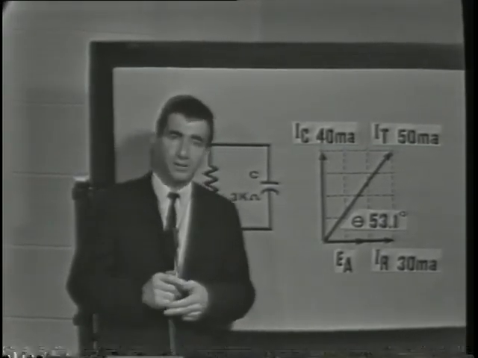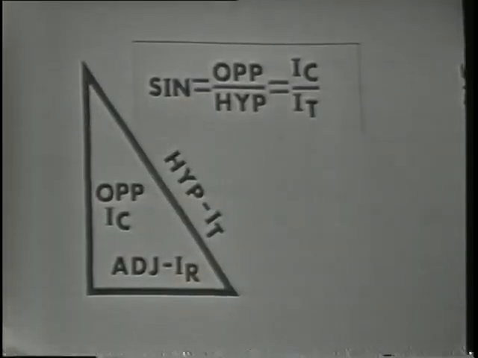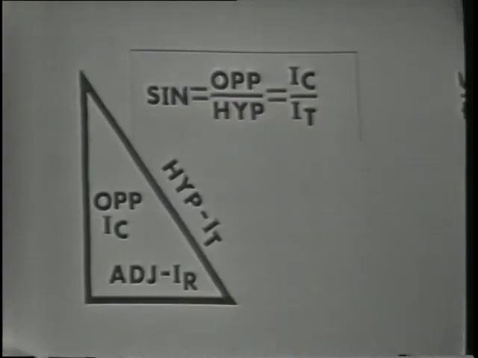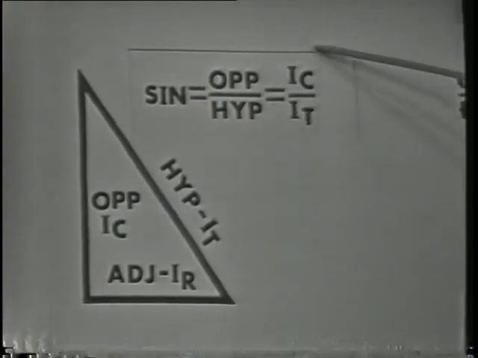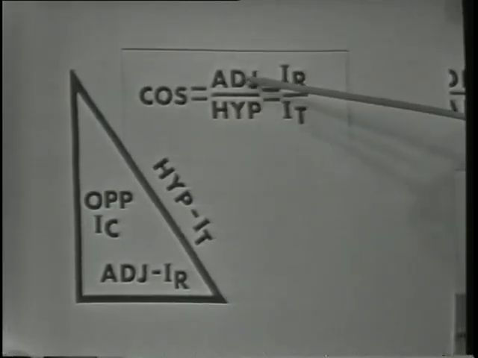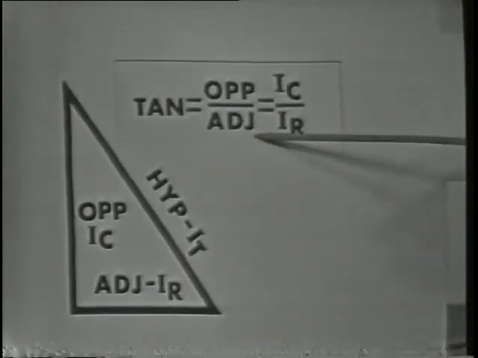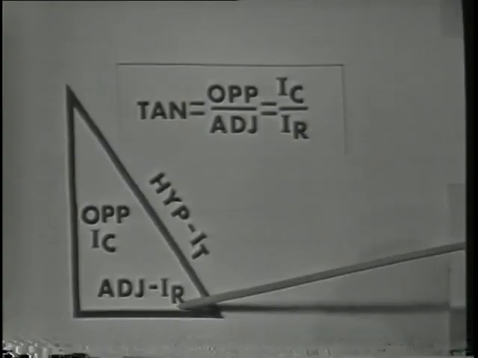Let's see how these relationships are derived. The sine of angle theta is found by dividing the opposite by the hypotenuse, or IC over IT. The cosine of angle theta equals the adjacent side over the hypotenuse, or IR over IT. And the tangent is equal to the opposite over the adjacent, or IC divided by IR.